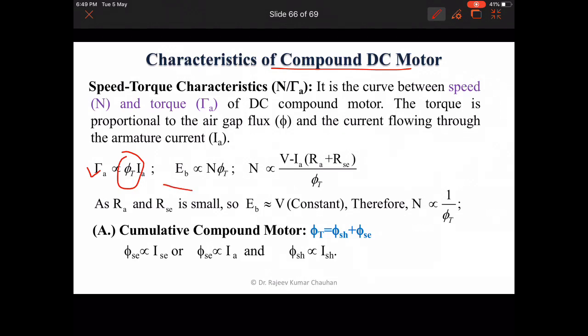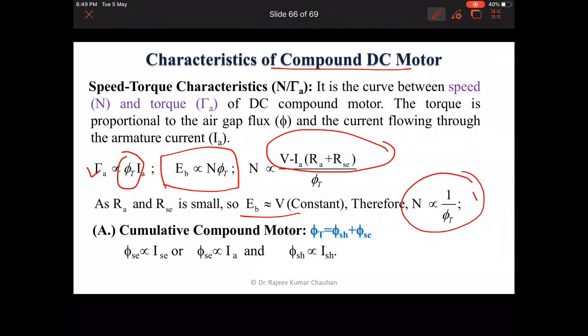Or we can say another relation is EB is proportional to N phi, so N phi t in the case of a compound motor. We know the value of back EMF for the compound motor is V minus IA times (RA plus RSC), divided by phi t. As RA and RSC are very small, EB will be very close to V, and that is constant. Therefore, we can say that N is inversely proportional to the resultant flux of a compound DC motor.